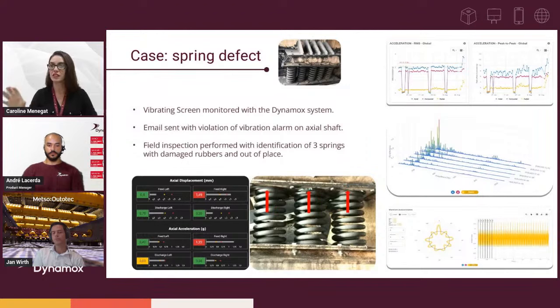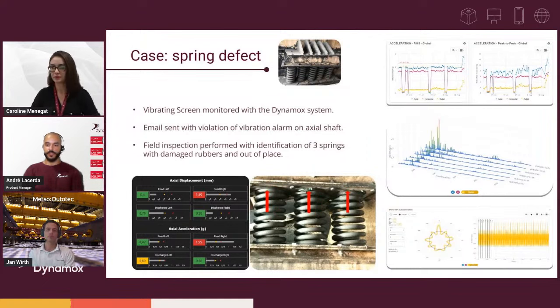I will leave André to talk about it, but as we can see on the graphs and also on the dashboard, there was an increase in vibration. That sent an email to the client warning that this was happening. And based on field inspection performed by the client, and they even took some pictures, we could identify that there was a spring damage. The rubbers were actually damaged and out of place. André, can you mention a little bit how these graphs help us identify the problem?